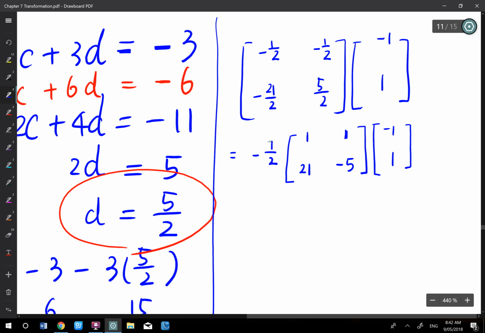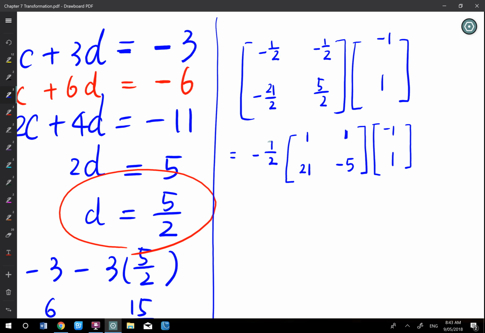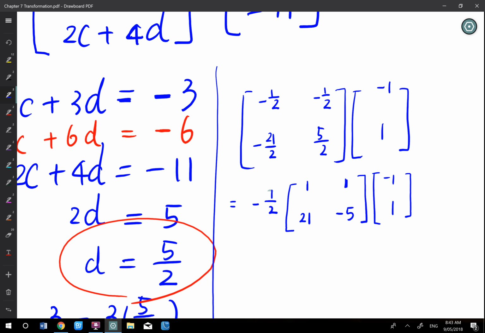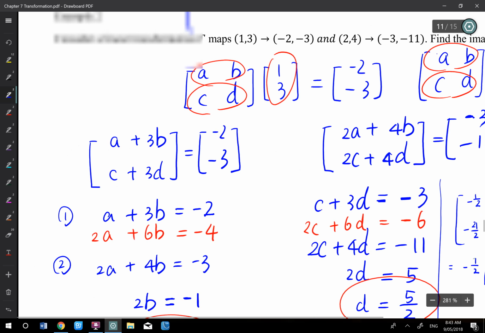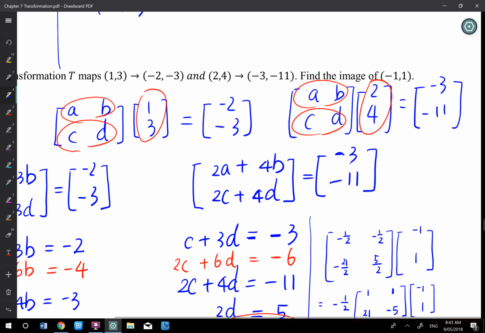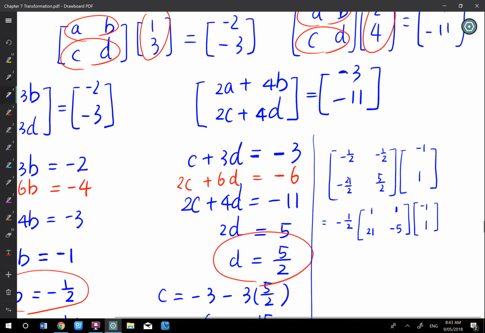Questions? Yes? Why do you multiply A, B, C, D by the negative 1? Oh, okay. What's A, B, C, D? I'm not sure if you remember, A, B, C, D is the transformation matrix T, right? And T times the original coordinates will give you the image. So it's asking for the image. That's why we multiply T and the X together.